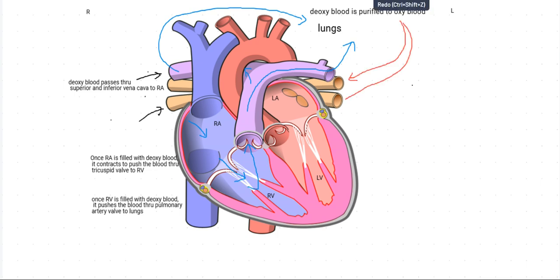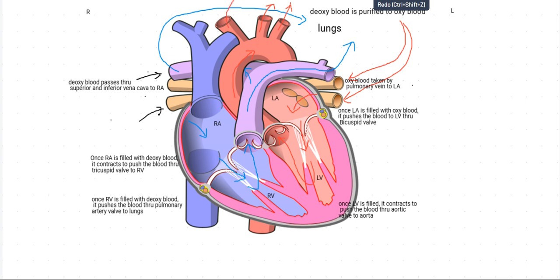This oxygenated blood is taken by an important vein called the pulmonary vein into the left atrium. Once the left atrium is filled with oxygenated blood, it sends the blood to the left ventricle by contracting through a valve called the bicuspid valve. The bicuspid valve has only two cusps. As the blood fills the left ventricle, it contracts to push the blood through a semilunar valve, which is called the aortic valve, in the upward direction. This aortic valve sends the blood to the aorta. From the aorta, the oxygenated blood is taken to all the tissues of the body.